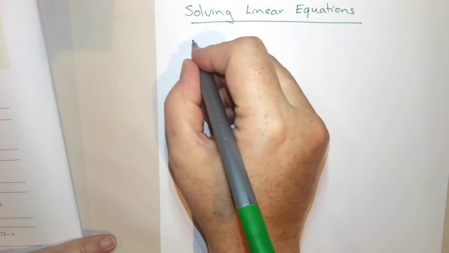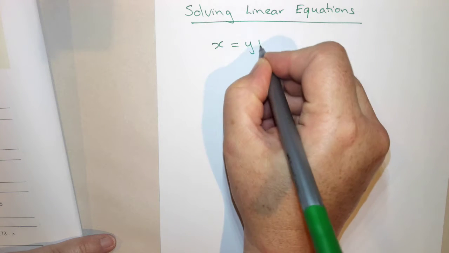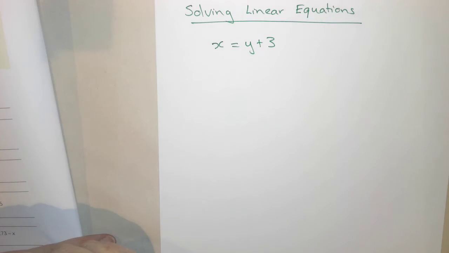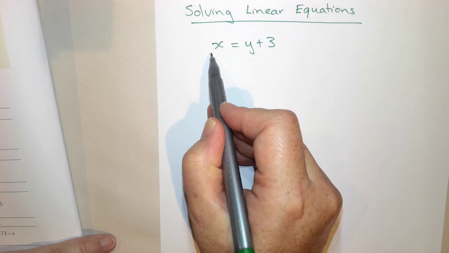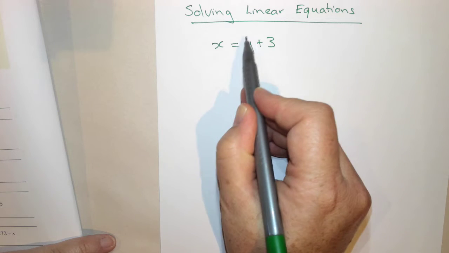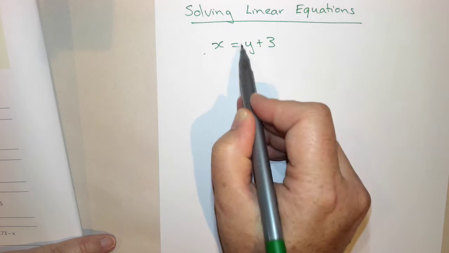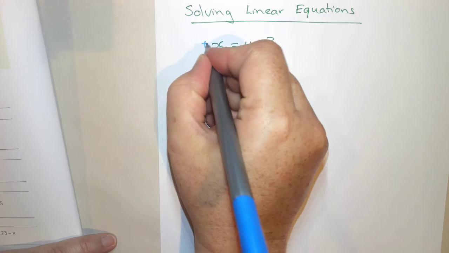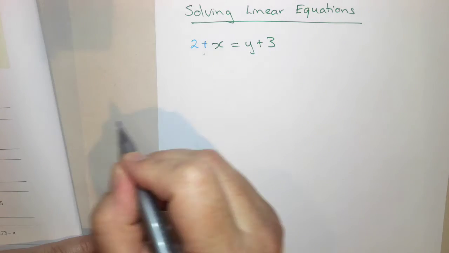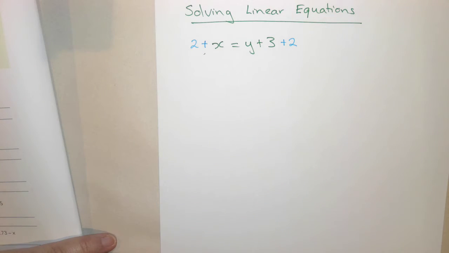Well, that might mean, for example, if I have the equation x equals y plus 3, if I want to multiply the left-hand side of this equation by 2, I also need to multiply the right-hand side by 2. If I wanted to add something onto this side, I need to add the same amount to that side. So for example, if I wanted to add the value of 2 to the left-hand side, I also need to add the value of 2 to the right-hand side.